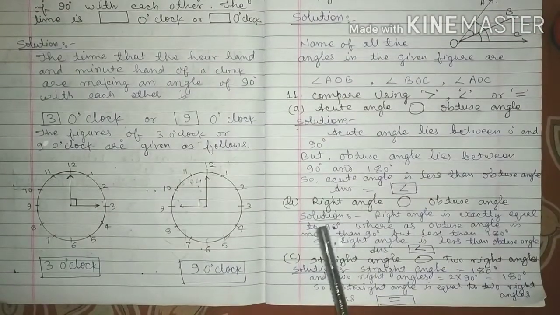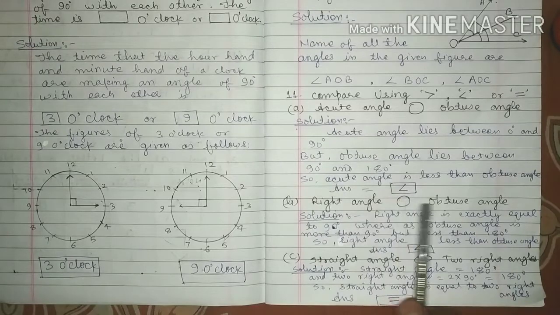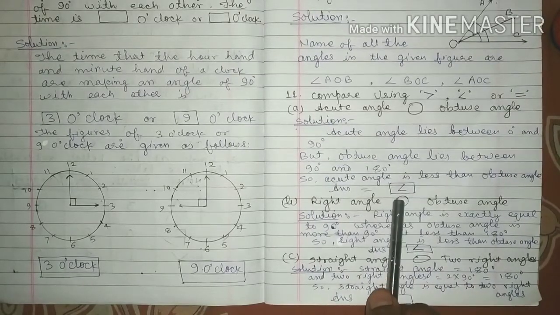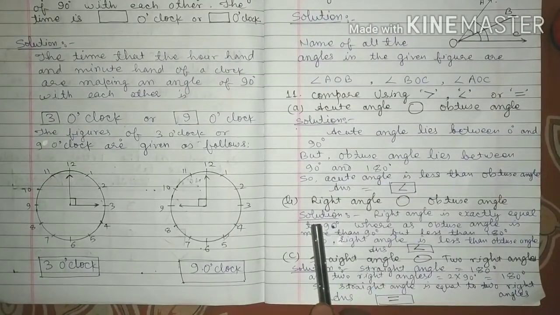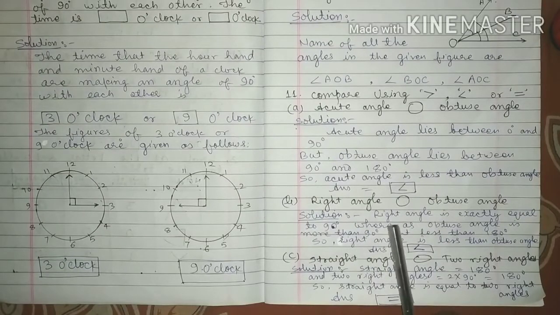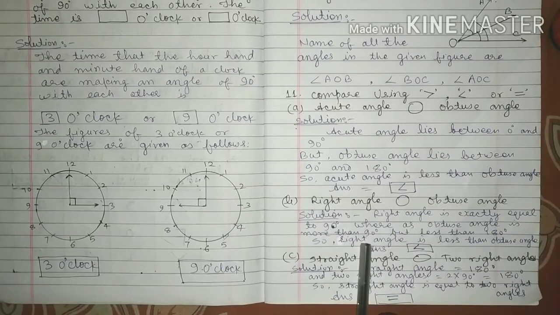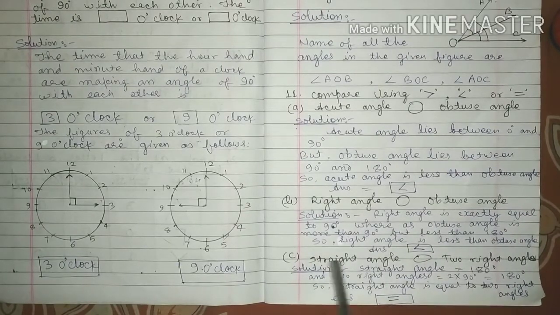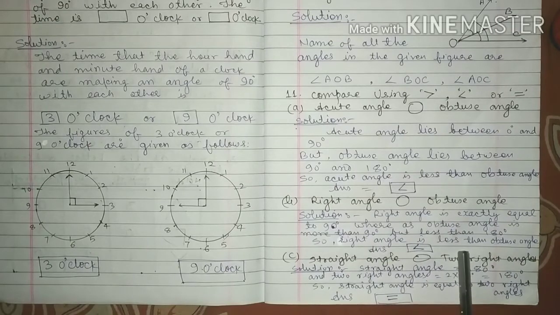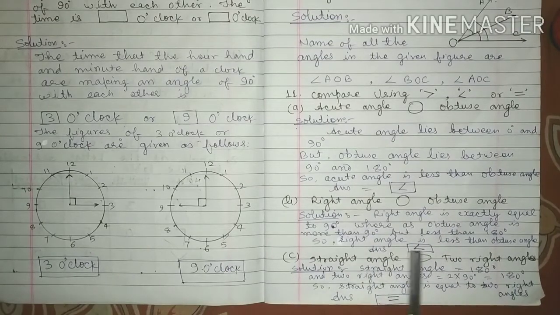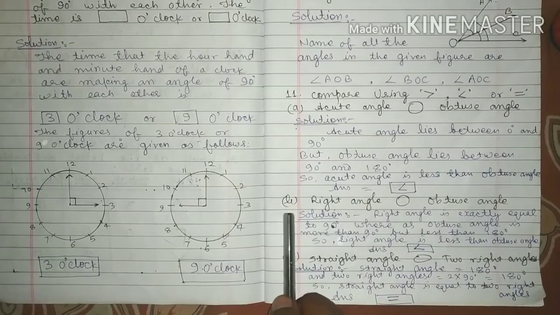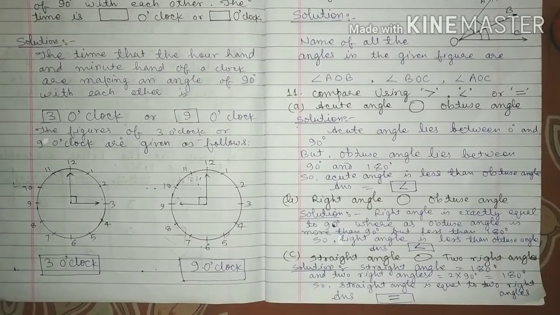Now question number B. Right angle, obtuse angle. Which sign do we fill here? For the solution of this question we write, a right angle is exactly equal to 90 degree, whereas an obtuse angle is more than 90 degree but less than 180 degree. So right angle is less than obtuse angle. Here we fill less than. This is the answer of B of question number 11.